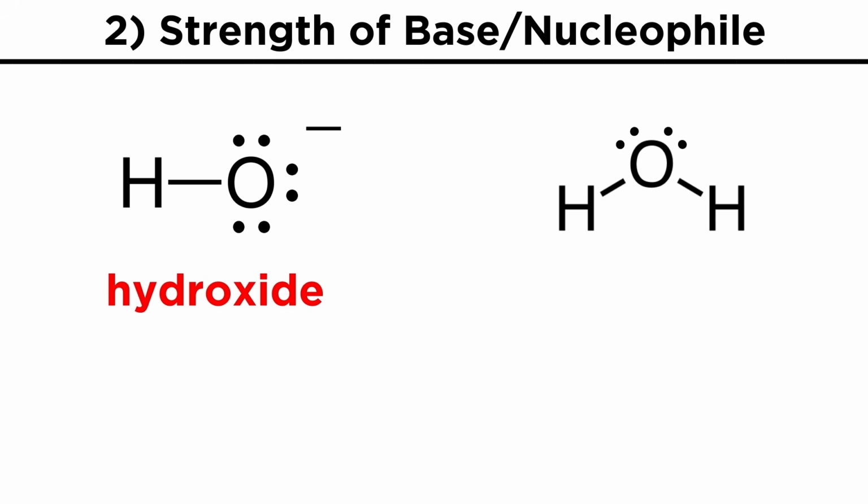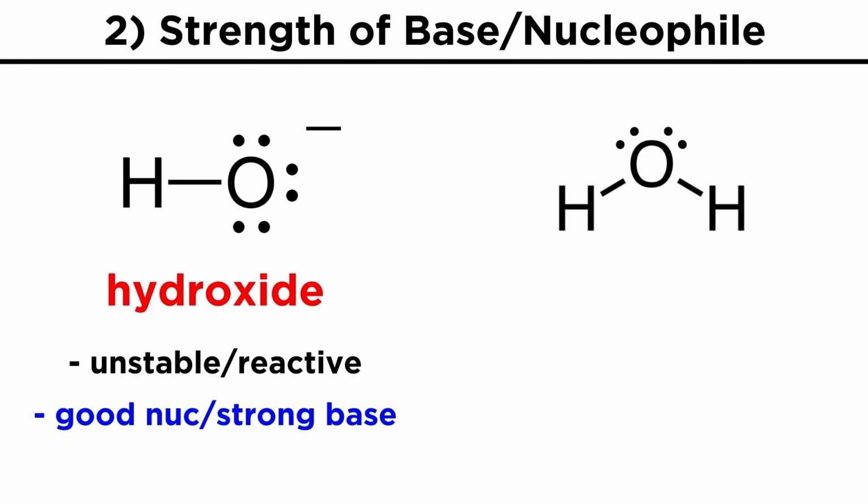Take something like hydroxide. This is unstable and therefore reactive. It is a good nucleophile and a strong base. Because of this, it does not need to wait for a carbocation to form. It will tend to react with some substrate when it collides. For this reason, hydroxide will tend to do SN2 or E2. We can ignore SN1 and E1 as possibilities.